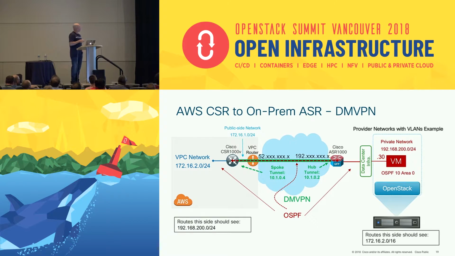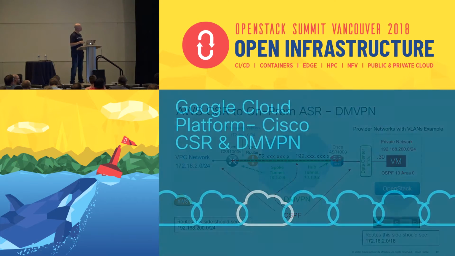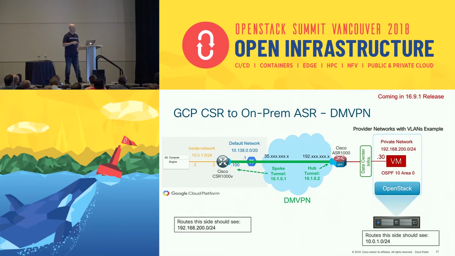We can also dynamically exchange this information. Some people start off with static, but again, in this particular case, we're actually exchanging all of these routes via OSPF. So now, the picture with Google looks very similar. Different icons, but exact same consistent topology. Again, we're trying to gain consistency in this operation.